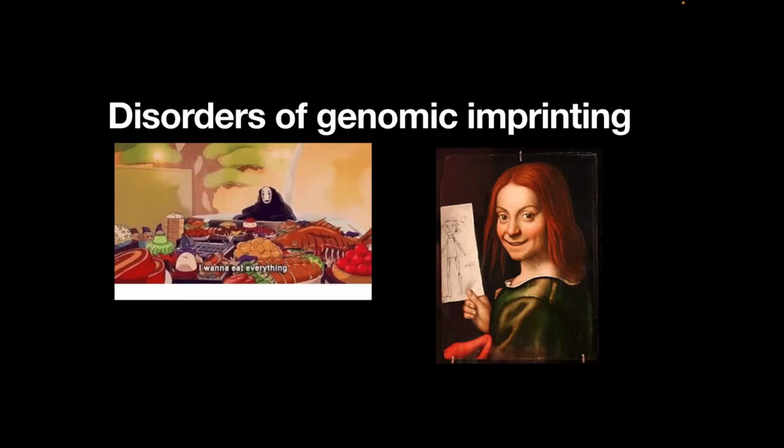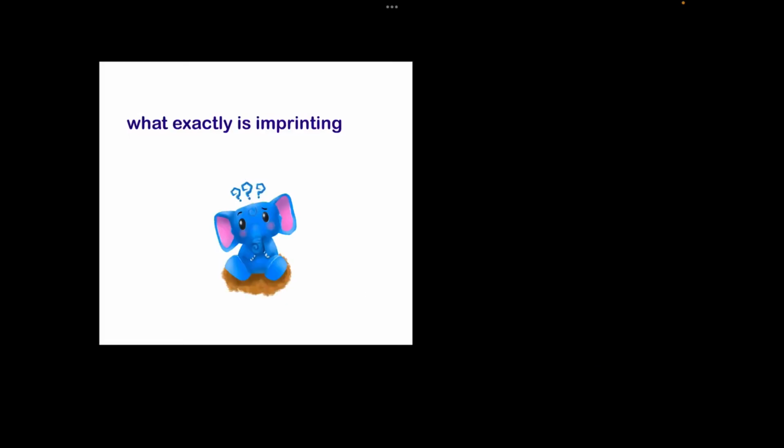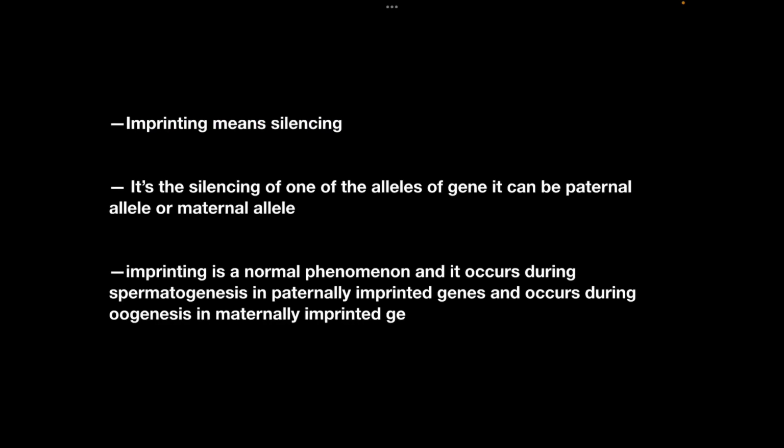Hello everyone. In this video, let's quickly review the disorders of genomic imprinting. Before going into the disorders per se, we must understand what exactly imprinting means. Imprinting means silencing. Silencing of what? It is silencing of one of the alleles of a gene. It can be paternal allele or the maternal allele that can be silenced.